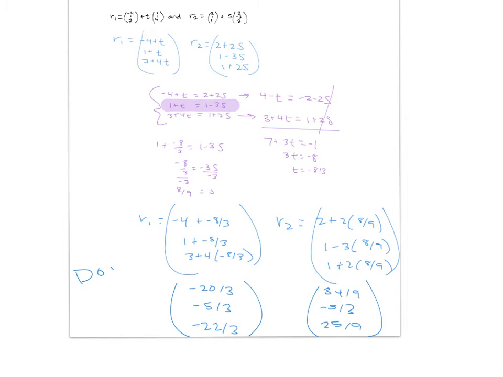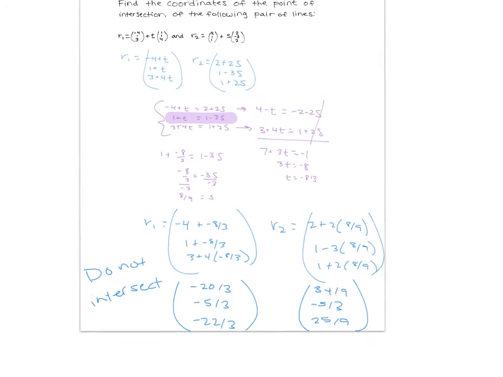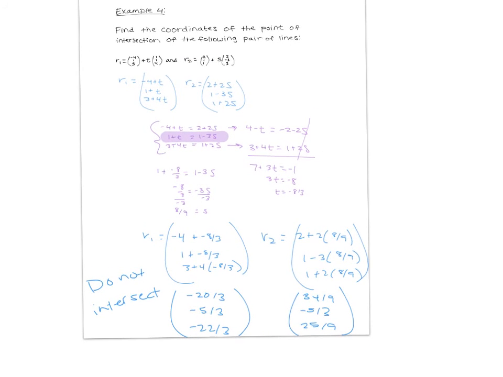Now, this problem came from your textbook, and if IB had given this to you on the actual test, it's my opinion that they would not have phrased it, find the coordinates of the point of intersection, because it's kind of sneaky because there's not an intersection. So I think they would have phrased it a little differently to leave it more open to interpretation.